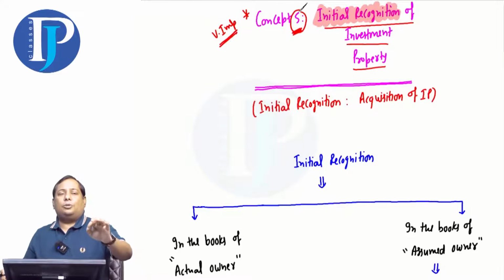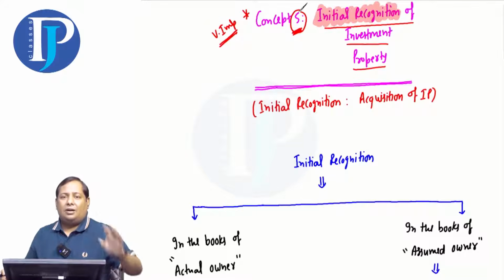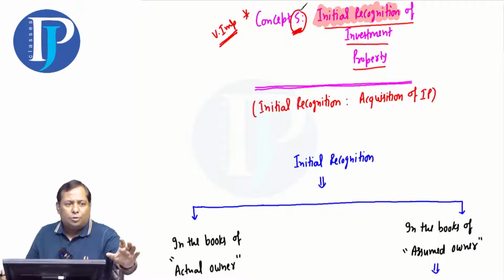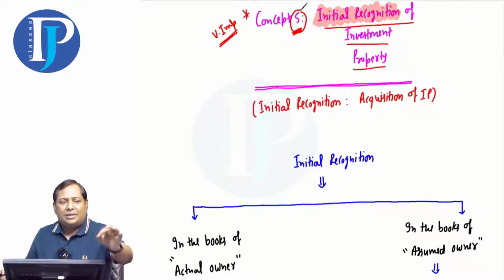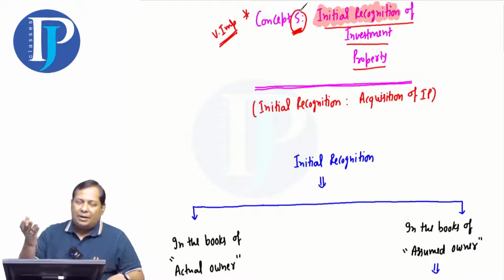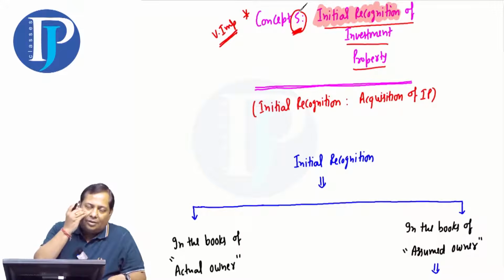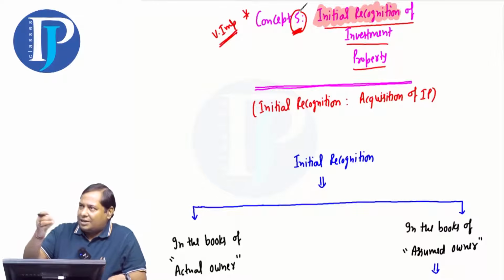Initial recognition simply means making the first entry in the books. So if you are talking about an asset and you want to make an initial entry in the books, it means you have purchased the asset. So the first thing is, accounting cannot even begin until we purchase the asset and record it in our books. This is called initial recognition. You need to recognize it, so you will have to make a purchase entry.